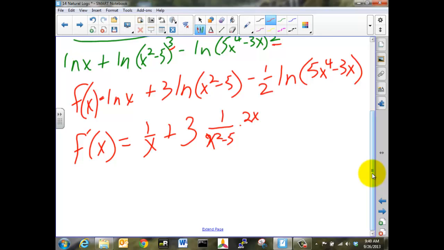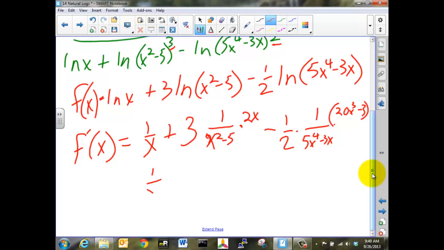Okay. Minus. We know it's a 1/2. What's the derivative of this? Again, it's 1 over the argument times the derivative of that, 20x cubed minus 3. This is times 2x because it's 1 over the argument, 1 over x squared minus 5 times the derivative of x squared minus 5. The derivative of x squared minus 5 is 2x. That's right, we have to do chain rule on each one.